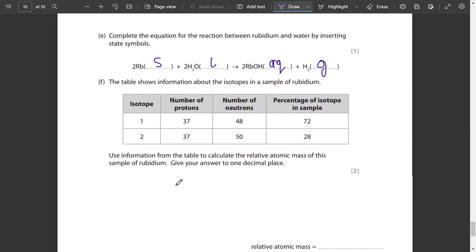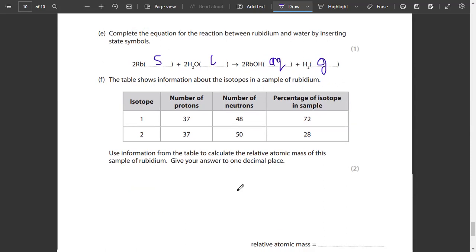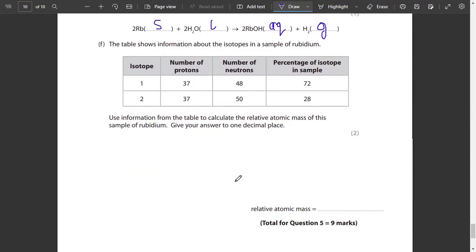The table shows information about the isotopes in a sample of rubidium. Use the information from the table to calculate the relative atomic mass of the sample of rubidium and give your answer to 1 decimal place. ठीक है, हमें पता है कि हमने relative atomic mass कैसे निकाला था. Number of कैसे करते थे? Percentage multiplied by mass.